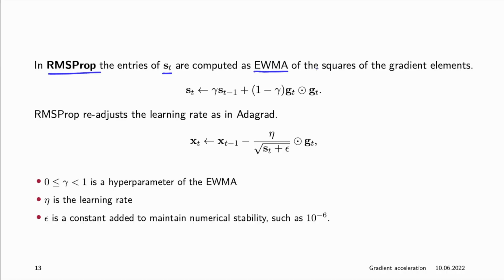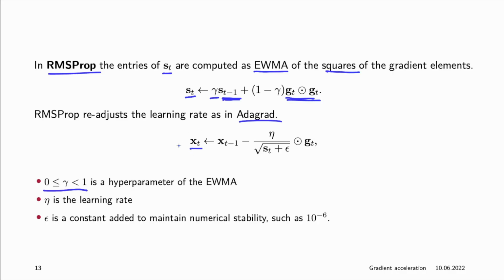So remember before in Adagrad, st was the sum of squares of the gradient entries. Here it is computed as an exponentially weighted moving average of these squares. So in each iteration st is computed as gamma, where gamma is a hyperparameter between 0 and 1, so it's a number that is smaller than 1, times st minus 1 plus 1 minus gamma times the squared gradient. So in each iteration we're building a convex combination of the previous s vector and the squared gradient vector.